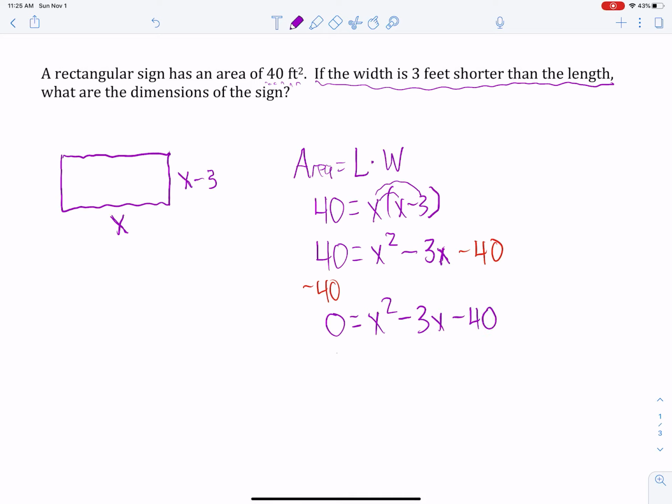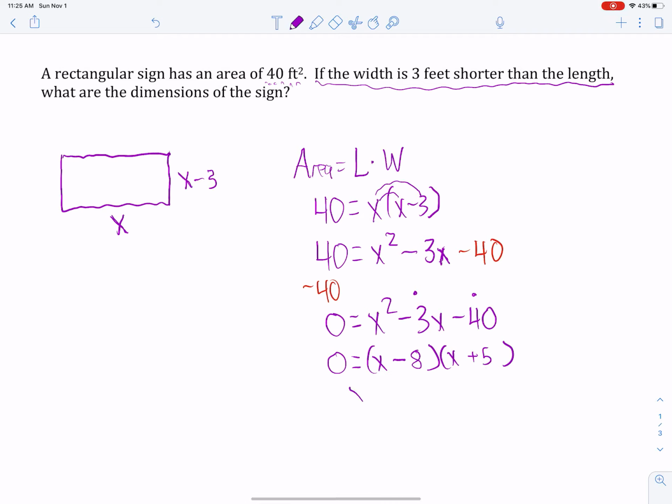Now we're going to solve it by factoring, like we did the previous problem. Since it starts with an x squared, we can put an x at the beginning of each group. Now we need to multiply to be negative 40, but add up to a negative 3. So that would be a minus 8 and a plus 5.